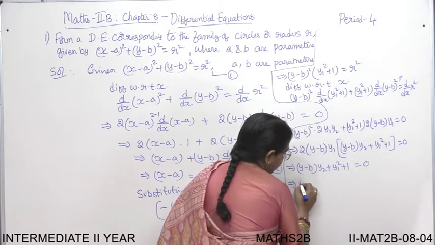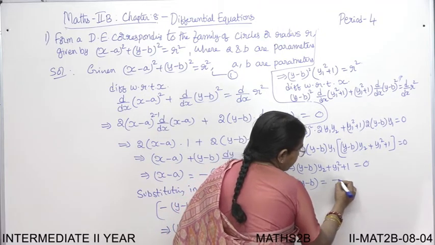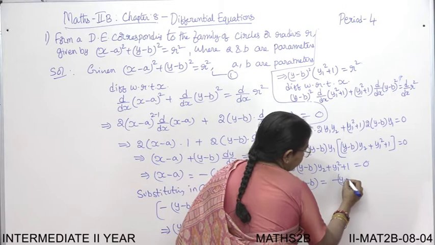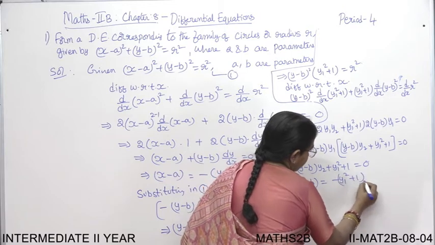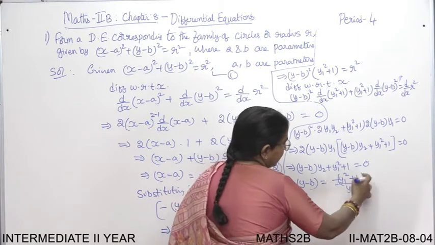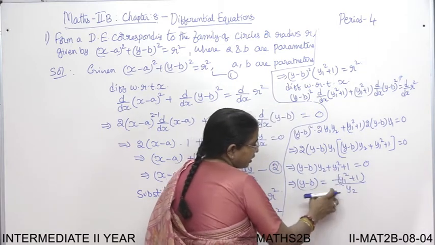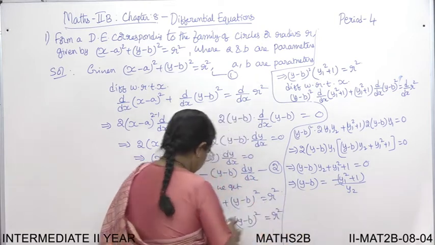From this we'll find out y minus b. So y minus b is equal to minus of (y1 square plus 1) by y2. So you take y1 square plus 1 to that side, so it becomes minus of (y1 square plus 1) divided by y2. Now this is y minus b.